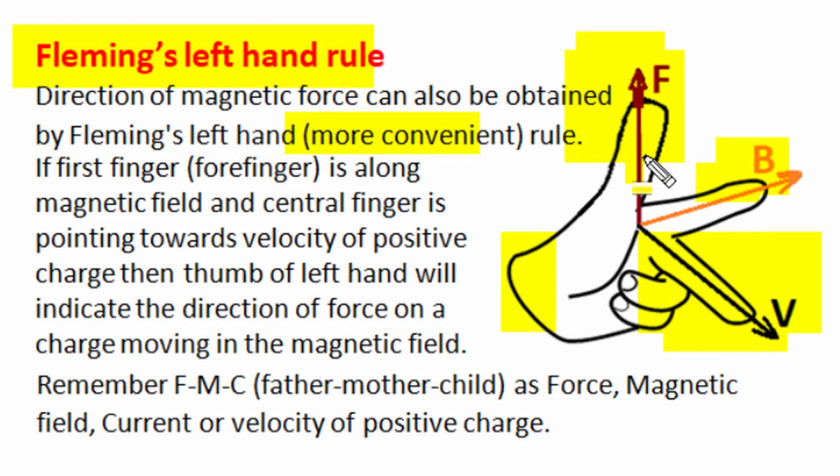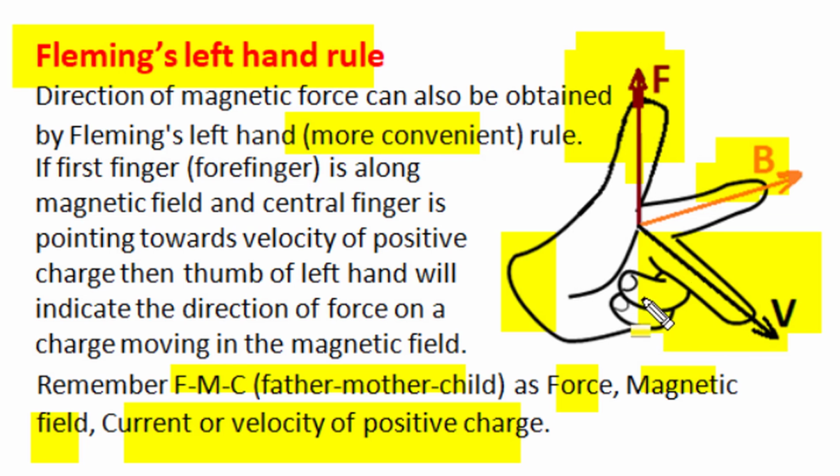Now one can remember this assignment of force, magnetic field and velocity to thumb, forefinger and middle finger by an abbreviation, father, mother, child, FMC, where F becomes force, M becomes magnetic field and C is current or velocity of positive charge. So it is F, M, C: force, magnetic field and motion of positive charge.